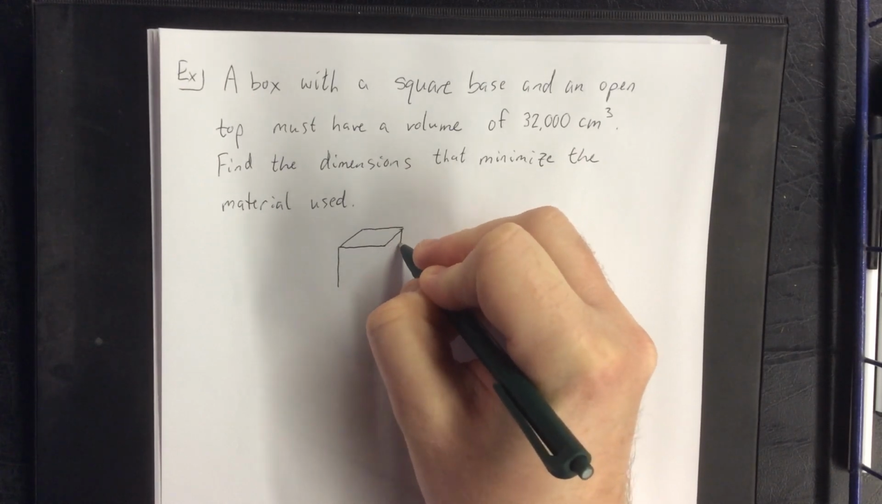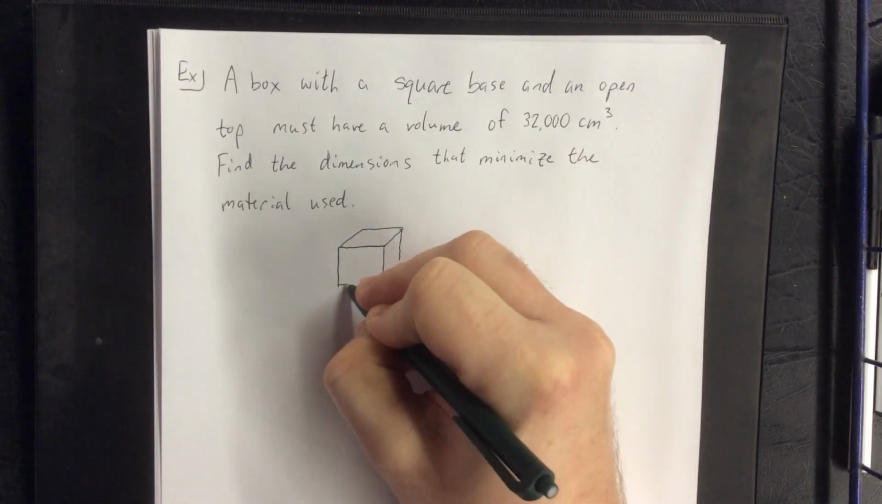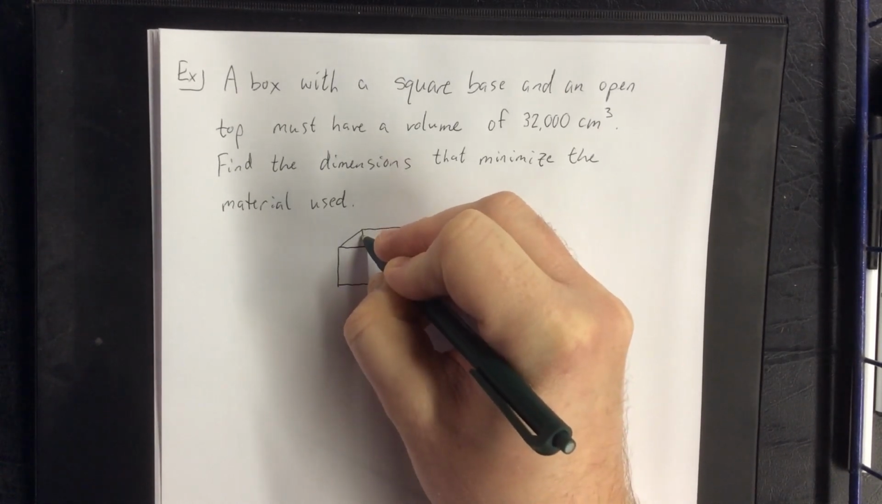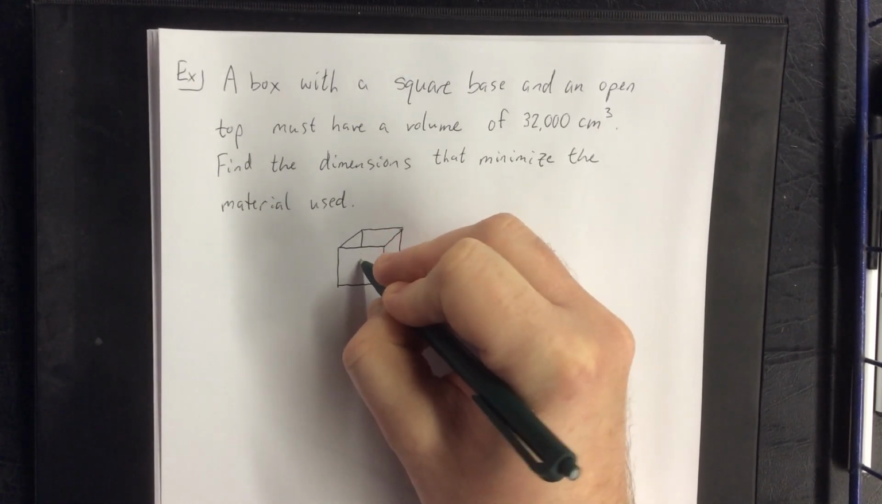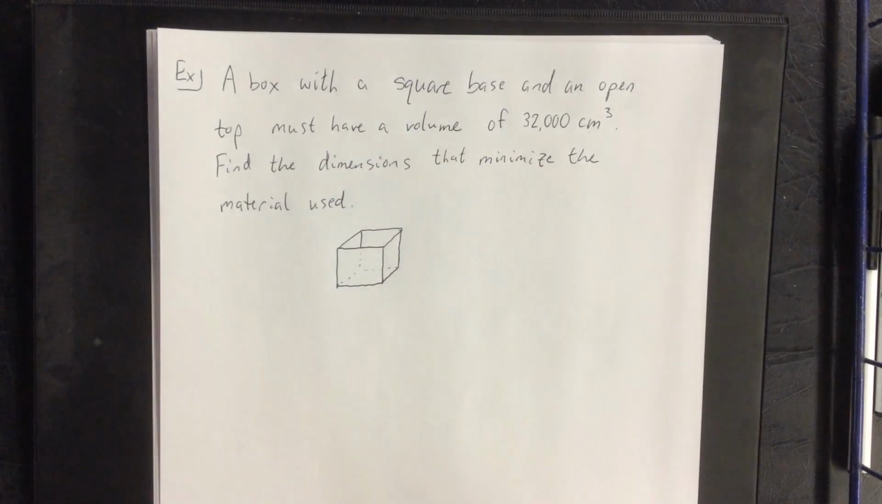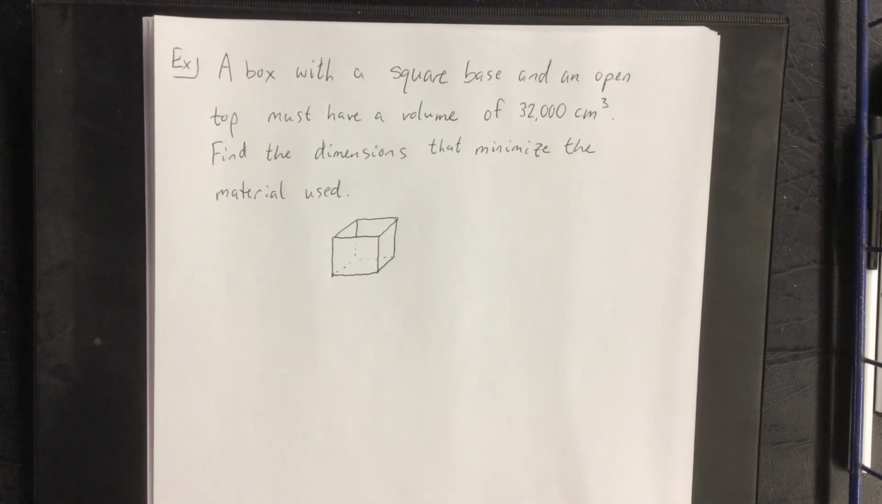So a box, sort of force a three-dimensional perspective on this one, with a square base and an open top. That'll indicate that the top is open. That'll continue down there, that'll continue over there, and this will continue over here. So a square base and an open top is supposed to have a volume of 32,000 cubic centimeters. Find the dimensions that minimize the material used.